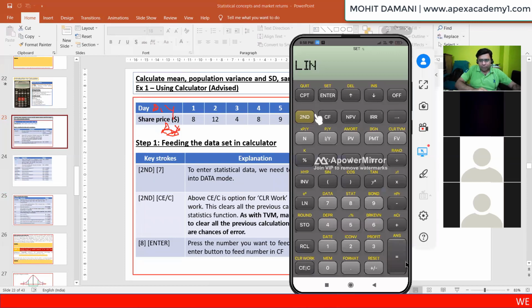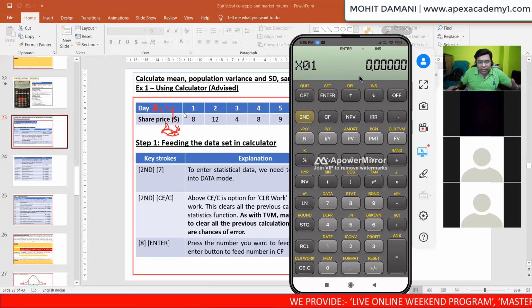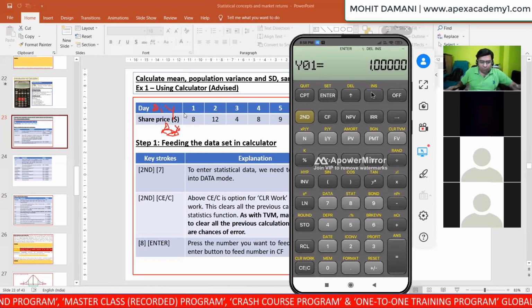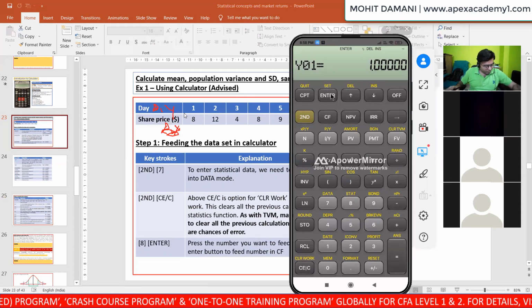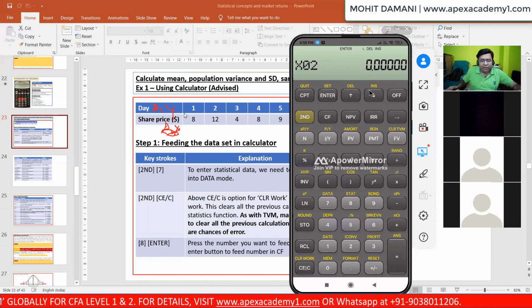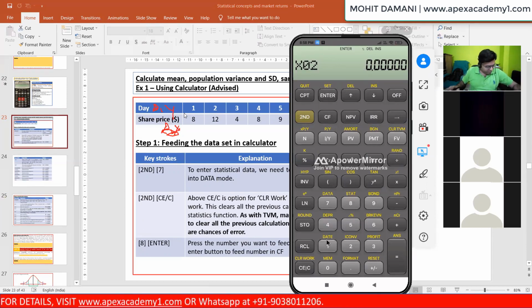Yeah, now second and then data. x01. What we are entering in x is 8, the share price. Okay, so 8, enter, arrow down, that is 1, enter, arrow down, y01. Then x02, what is the second observation of x? 12, enter, arrow down. Then y is 2, enter, arrow down.